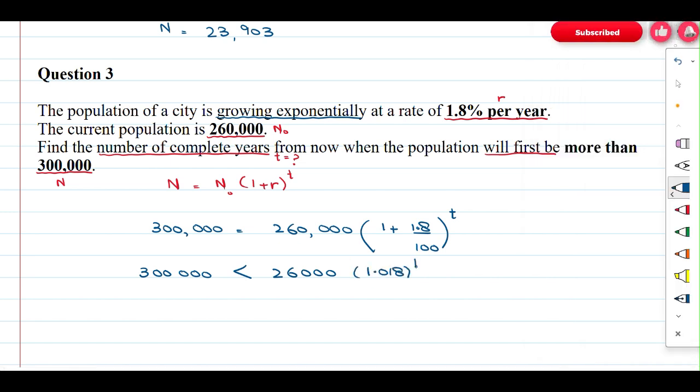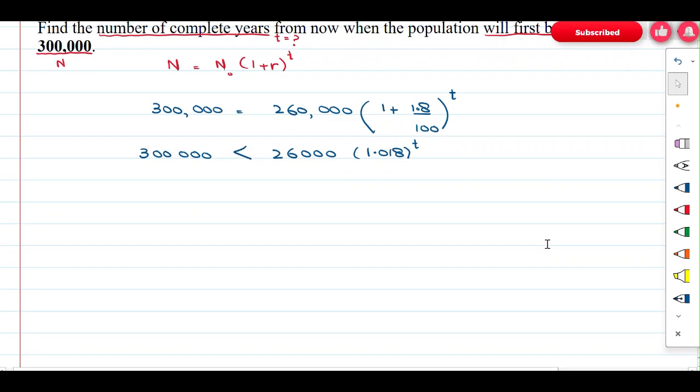1.018 to the power t. We need to solve for time when this should be more than 300,000. So let's do some guess and check method. Let's start with t equals 0. When t equals 0, anything to the power 0 is 1.